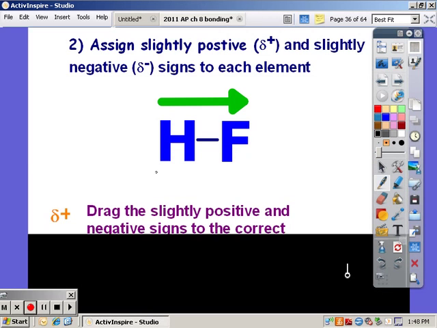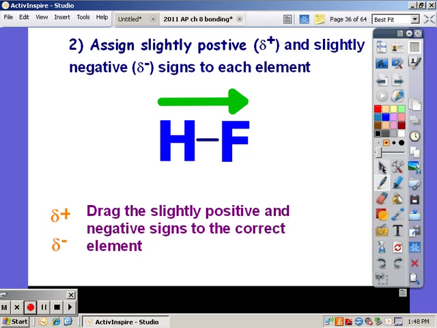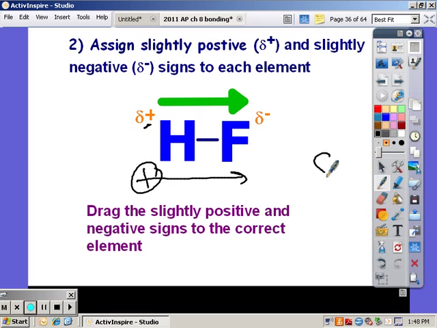Assign slightly positive and slightly negative signs to each element. The element that's more electronegative will be slightly negative, while the other element will be slightly positive, since the electrons are now no longer close to that element. So if you put a tail on your arrow, you can see it looks like a plus sign, and so that's where your slightly positive sign goes, which is kind of like an S with the tail pulled up.